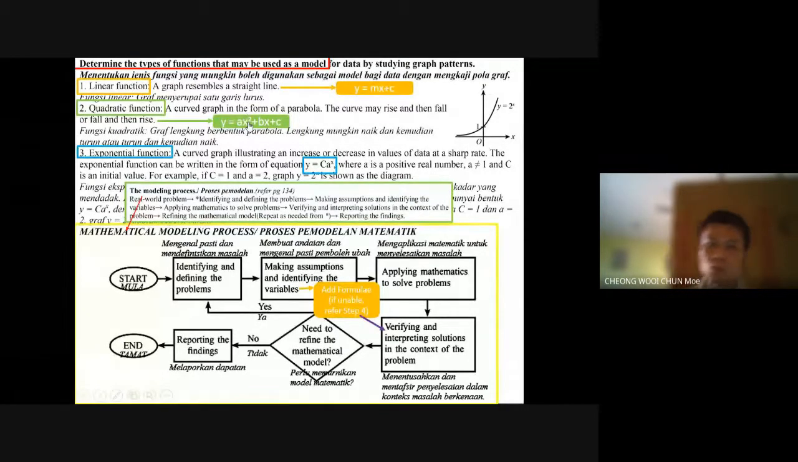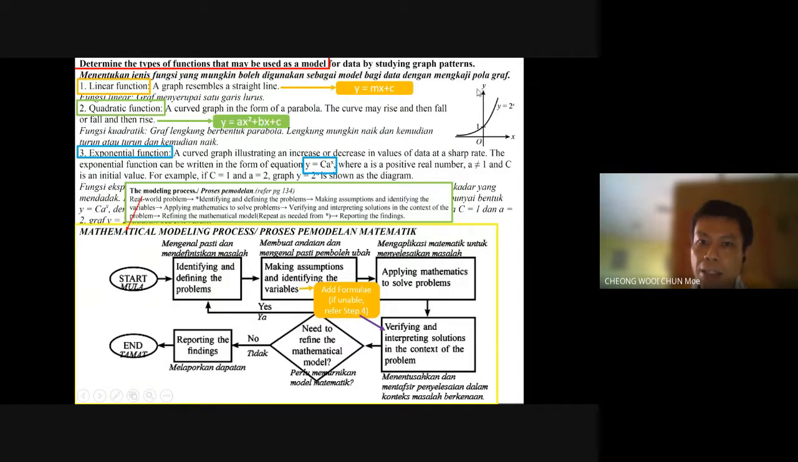value for the x. For the exponential, the power is x, meaning a power x, where the x can be positive or negative. No, this one is y equal to c a power x, with the x at the top as the power.